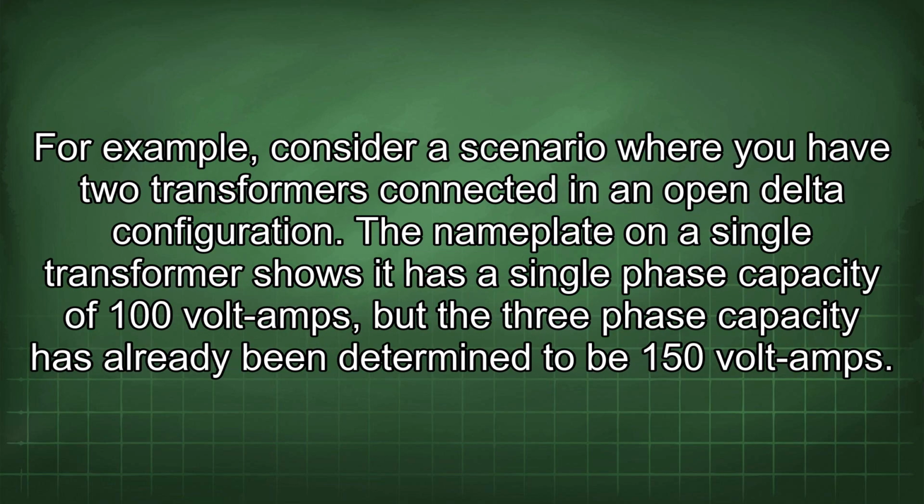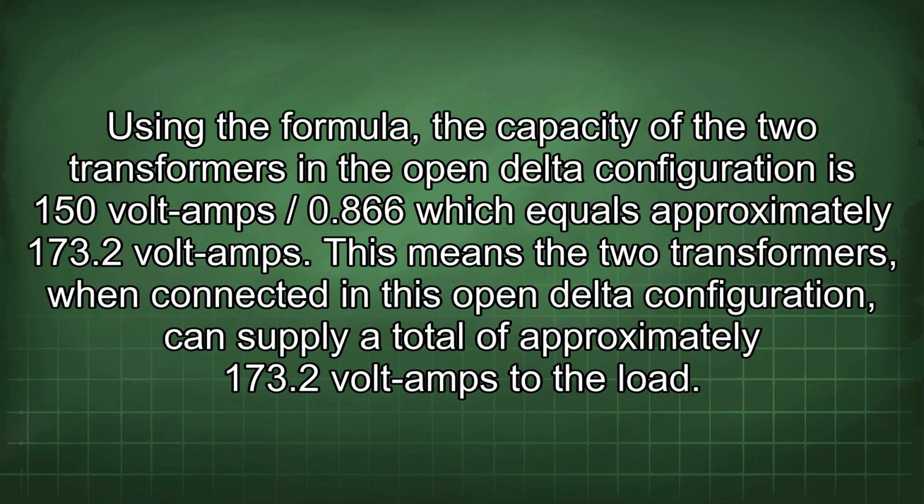For example, consider a scenario where you have 2 transformers connected in an open delta configuration. The nameplate on a single transformer shows it has a single-phase capacity of 100 volt amps, but the three-phase capacity has already been determined to be 150 volt amps. Using the formula, the capacity of the 2 transformers in the open delta configuration is 150 volt amps divided by 0.866, which equals approximately 173.2 volt amps. This means the 2 transformers, when connected in this open delta configuration, can supply a total of approximately 173.2 volt amps to the load.